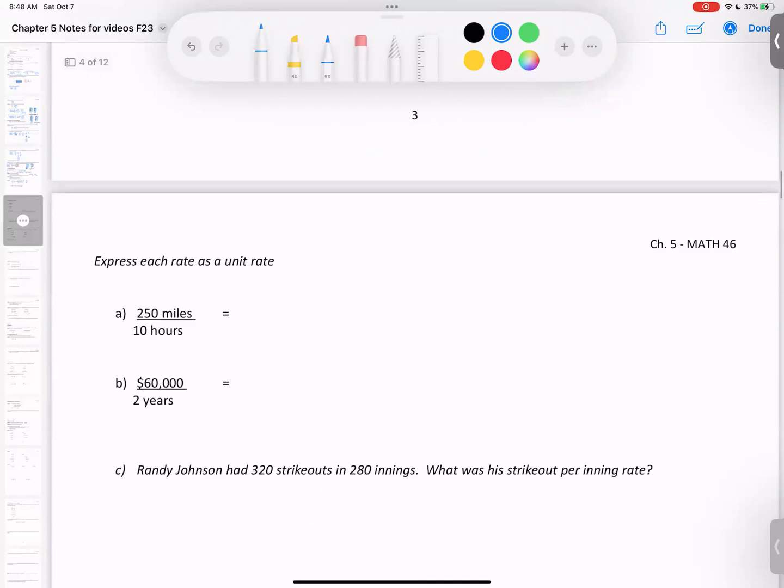So if we were asked to express these as unit rates, okay, 250 miles per 10 hours. We want to simplify. Here we can divide both by 10, which knocks a 0 off of both of them, to give us 25 miles per hour or per 1 hour. Okay, next one. We have $60,000 per 2 years. Both of those are divisible by 2. So our unit rate here would be $30,000 per every year.